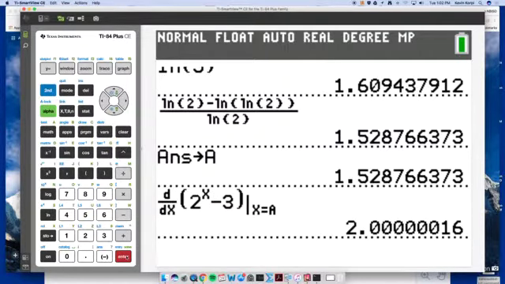So that's pretty close to 2. The calculator, when it finds derivatives, is not using exact numbers. So that is a very good indication that the answer is 2. All right, you ready for some rapid fire practice?